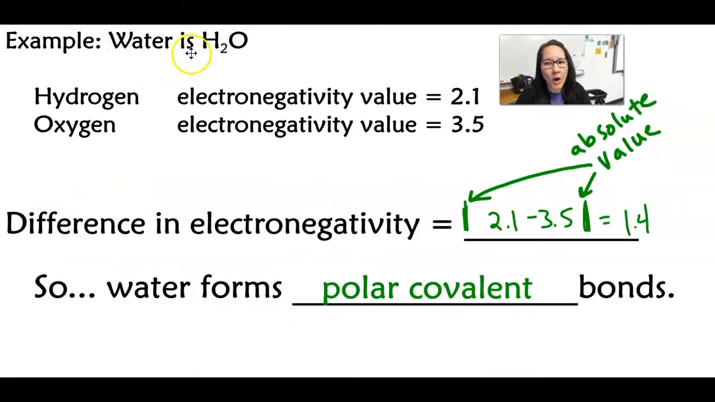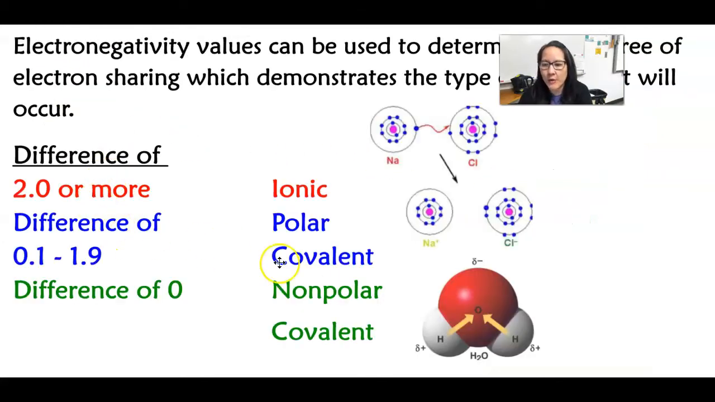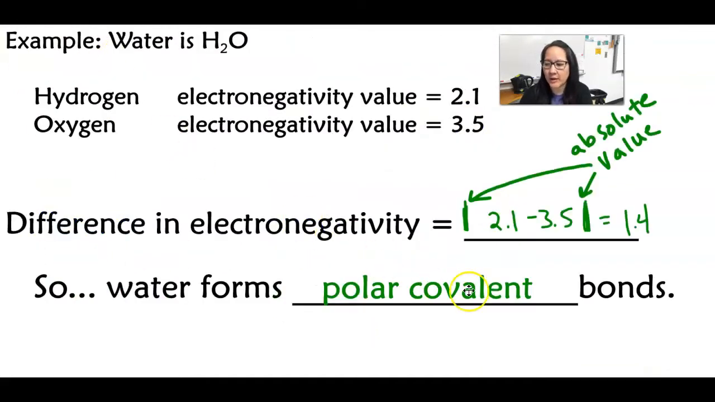Here's an example. Water, which is H2O, between one hydrogen and one oxygen, there's a bond. What kind of bond is it? Hydrogen has an electronegativity of 2.1 and oxygen has a 3.5. So if we subtract these two values, and it doesn't matter which one you subtract from the other because we just want the absolute value, which is a positive number regardless. So the difference between 2.1 and 3.5 is 1.4. And 1.4 falls on the scale of polar covalent. And so water is a polar covalent bond.